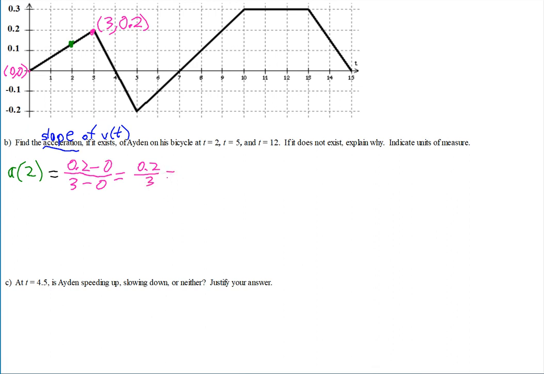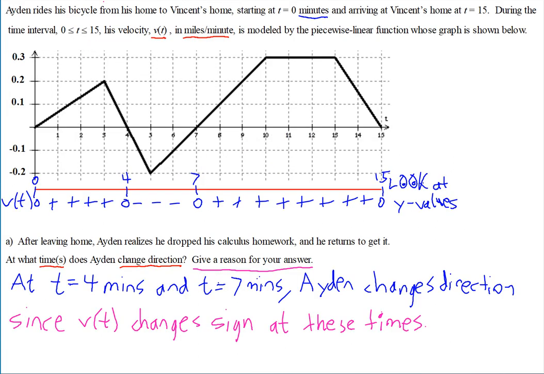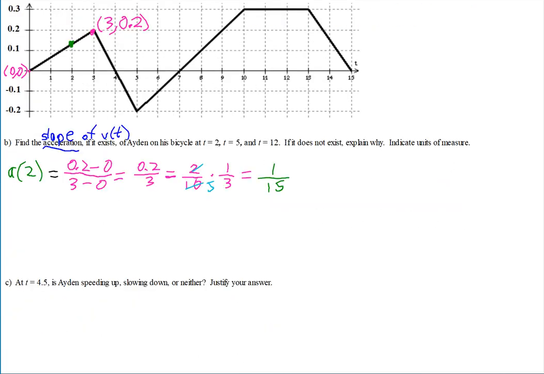It's probably easier to work in fractions here than decimals. 0.2 is the same as 2/10. Dividing by 3 is the same as multiplying by the reciprocal, 1/3. And then you can see this reduces. 2 goes into 10 5 times. And then if you multiply across, you get 1 times 1 is just 1 over 15. And then the units, since velocity was in miles per minute, this will be miles per minute per minute, which we usually write as miles per minute squared.